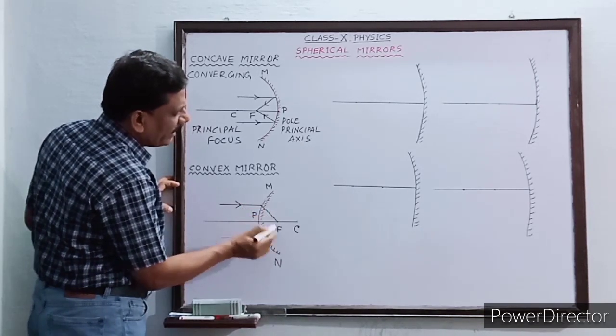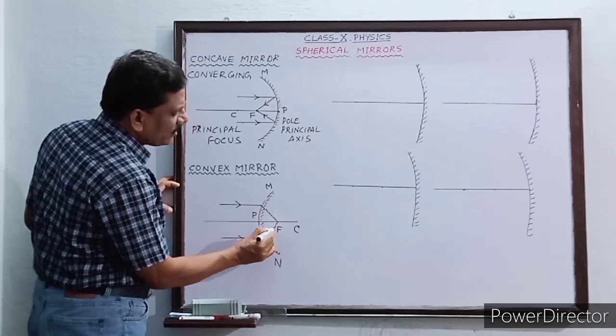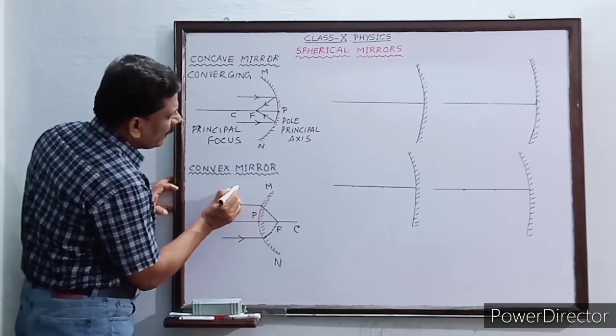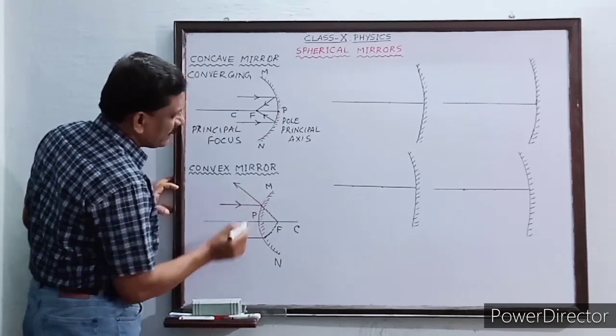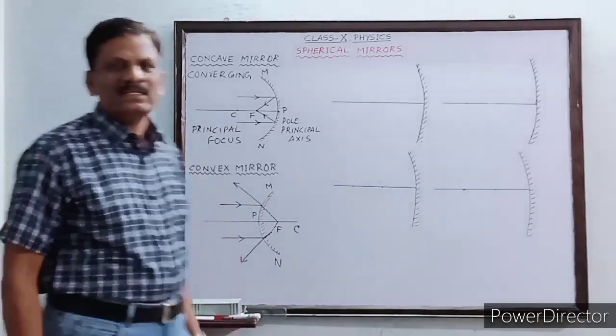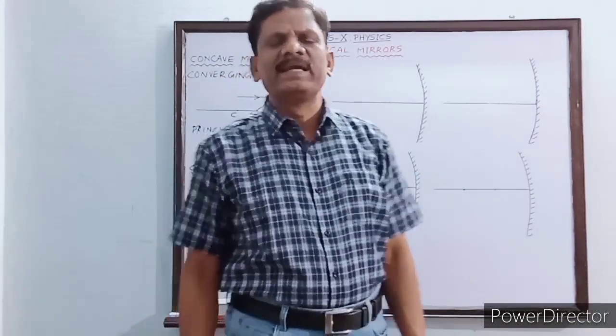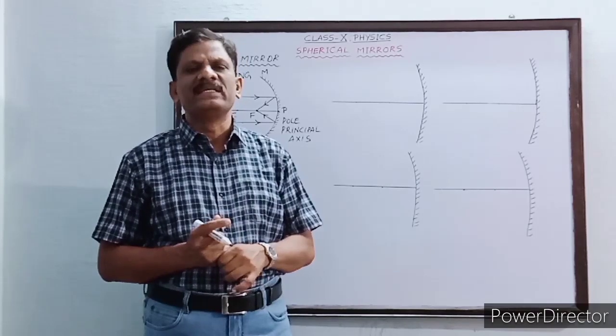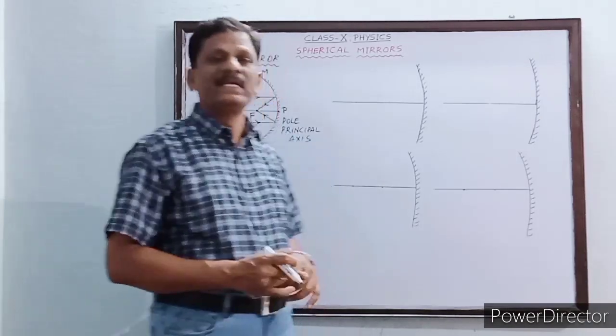Dotted lines. Okay, and here also by dotted lines you join this. And from this you continue the straight line. Okay, this is the direction of the reflected ray. Understand? So why do we represent by dotted line? Because that is not the actual light ray which is coming. It appears to come from the point F.